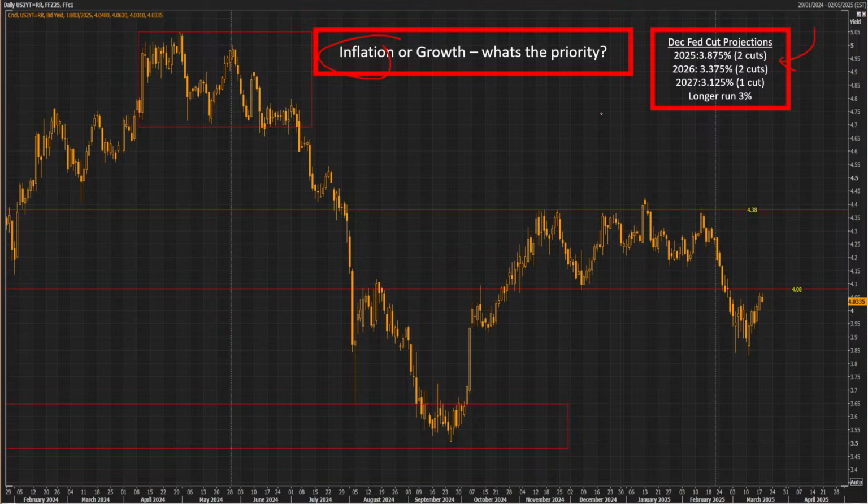Okay, hence they think things are still restricted. Now, in terms of the chart you're looking at, the reason we frame it as, is it inflation or growth, is because we can see since the start of this year, there's been a little bit of a fright ultimately in the markets, a little bit of a growth scare, similar to what we got in July.